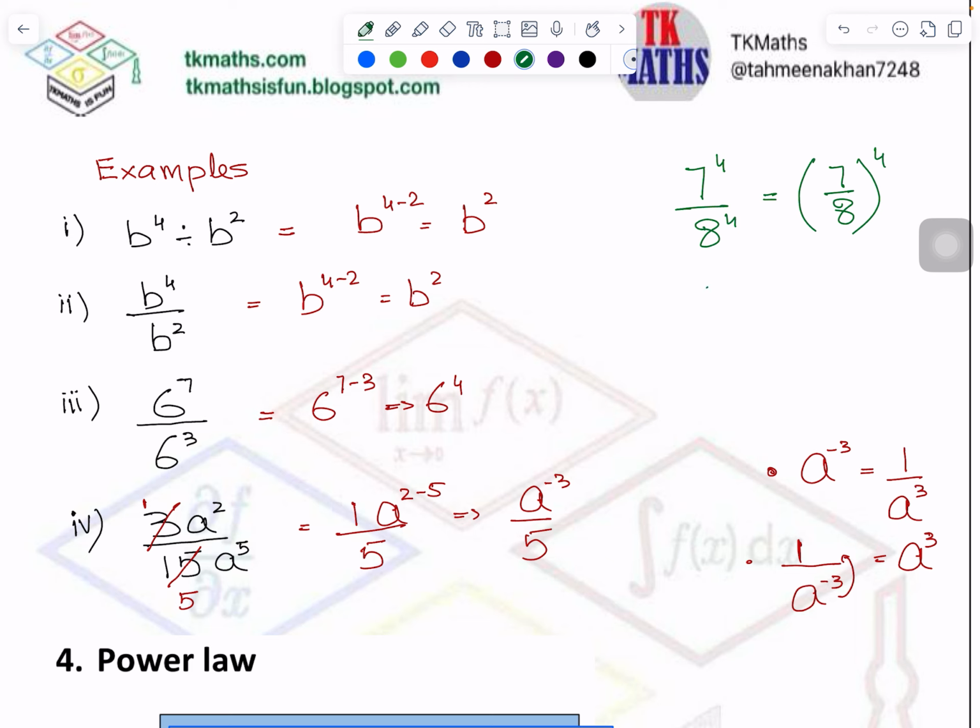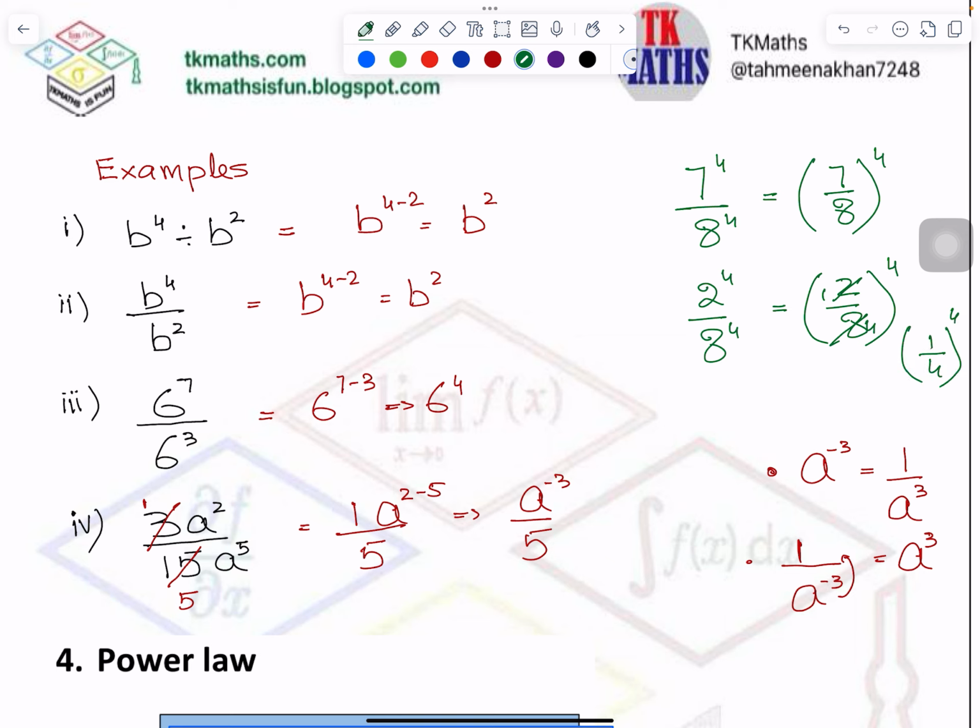So if I have 2 power 4 over 8 power 4, here you cannot divide 7 by 8 because they are not multiples of any same table. But here, bases are different and powers are the same, so you can do 2 over 8. 2 ones are 2, 2 fours are 8. So you have 1 over 4, power 4.